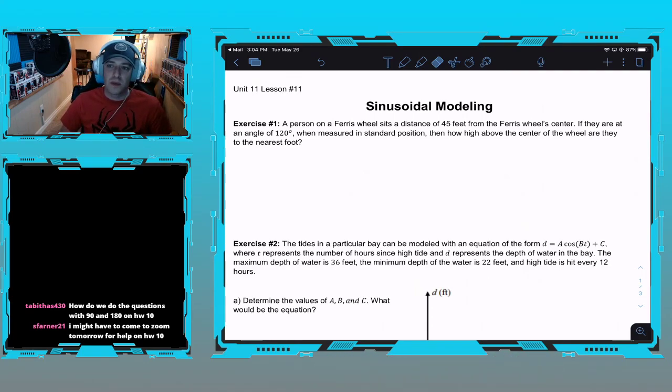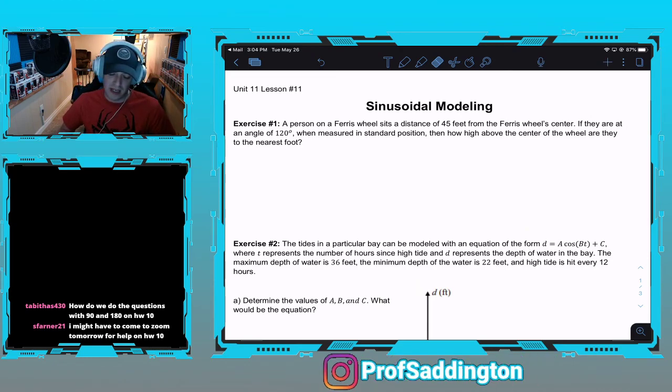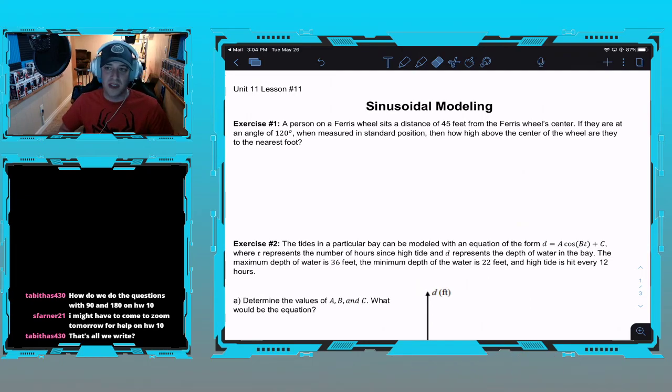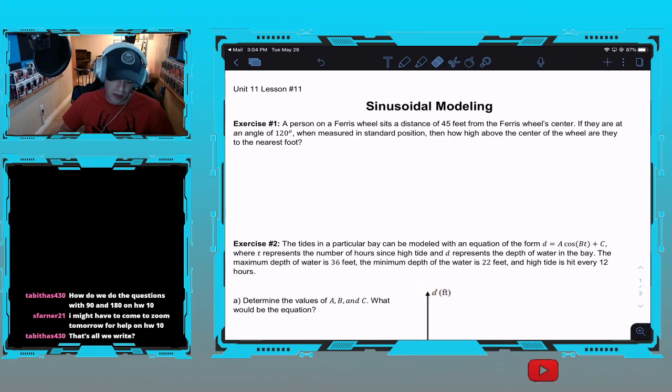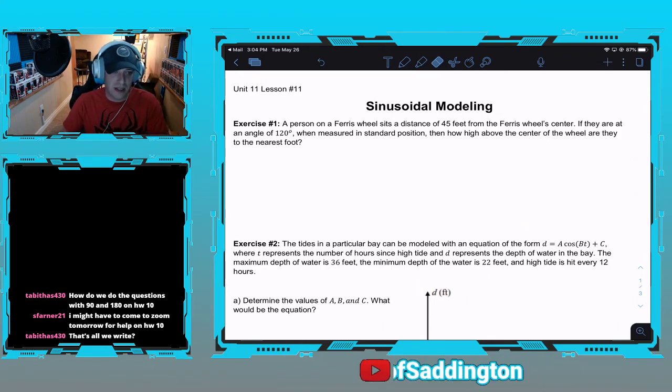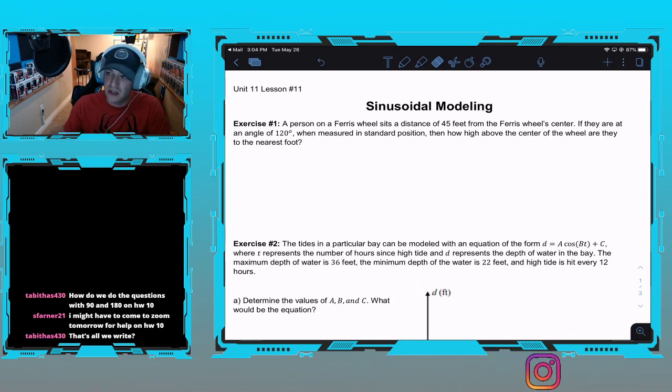Number one, this word problem is going to be a little bit different than the other two that I'm going to be doing today, but I wanted to throw it on this lesson just so you guys can see an example of it. It says that this person is on a Ferris wheel and they're sitting at a distance of 45 feet from the Ferris wheel center. That's all you'd have to do, Tabitha, solve what the question's asking. If they're at an angle of 120 degrees when measured in standard position, how high above the center of the wheel are they to the nearest foot?